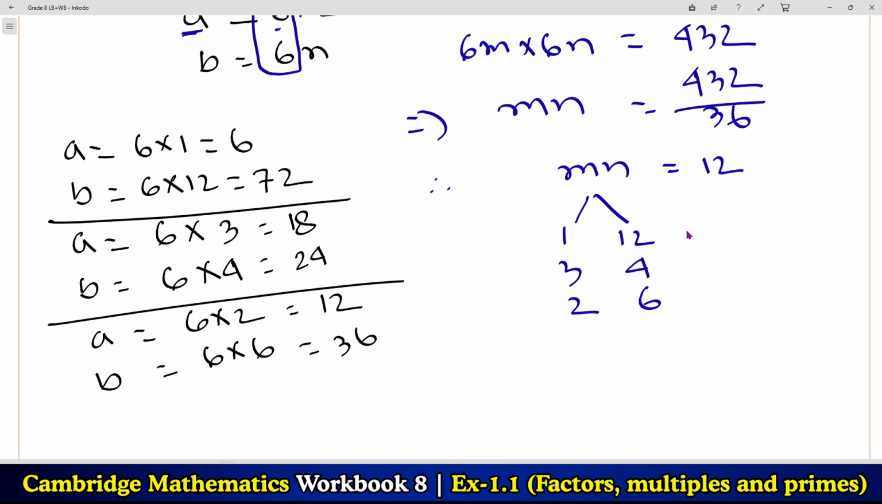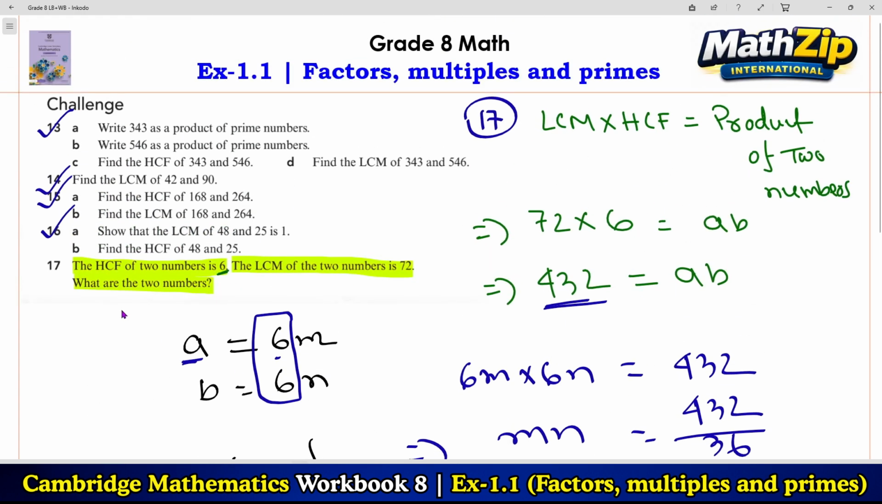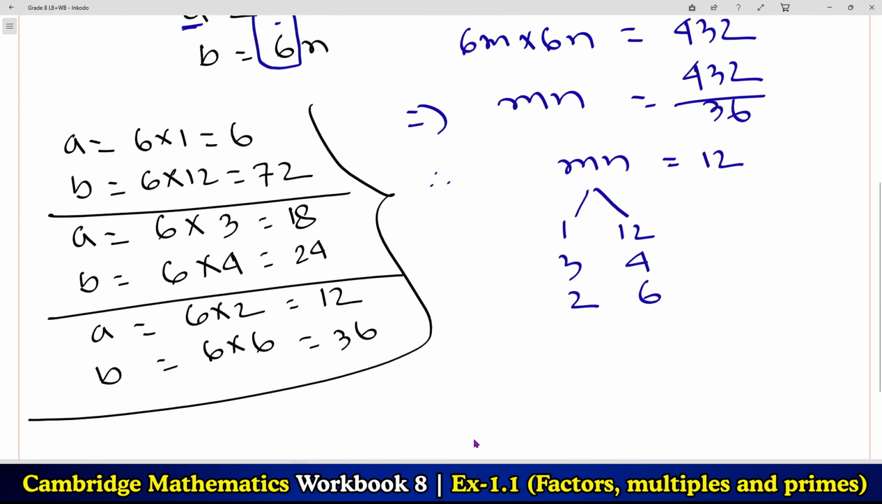Okay, so now we have to find the most important thing. This is the factorization of 12: 1, 2, 3, 4, 6 and 12. And after this we will get the pairs like this. Now, the question asks what the two numbers are. Either 6 and 72, or 18 and 24, or 12 and 36. If we multiply them, we will get 432. It's a combination of LCM and HCF.